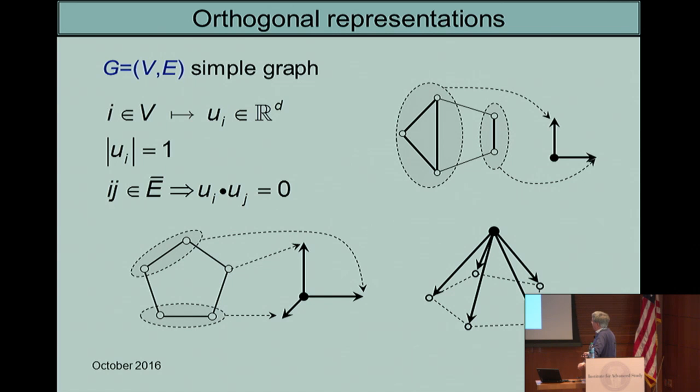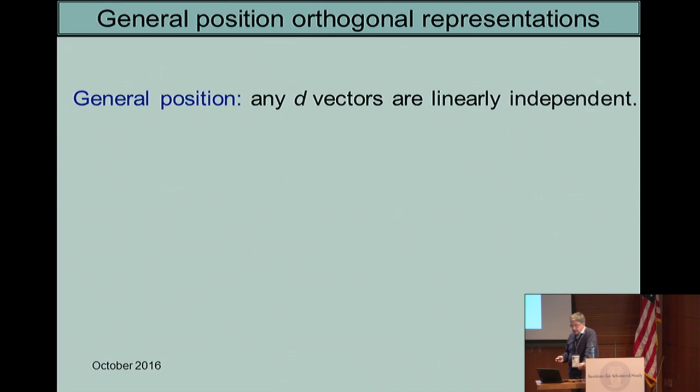Whereas for a pentagon, you need dimension 3 if you want to do a similar construction, because you can only assign the same vector to two of them. And here is another assignment of such vectors in dimension 3. Now there is a lot you can ask about orthogonal representations, and I will not go into it, but let me just put an additional condition of general position.